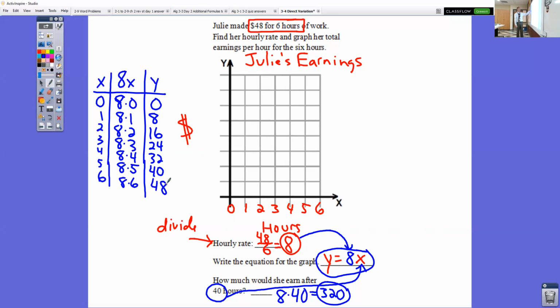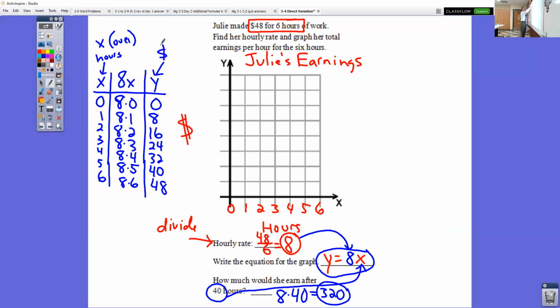So now that we have our chart filled out, now we want to graph it. When we go to graph it, this is your number of hours. This is along our x-axis. So this is how many we're going over. And then this is our y-axis.